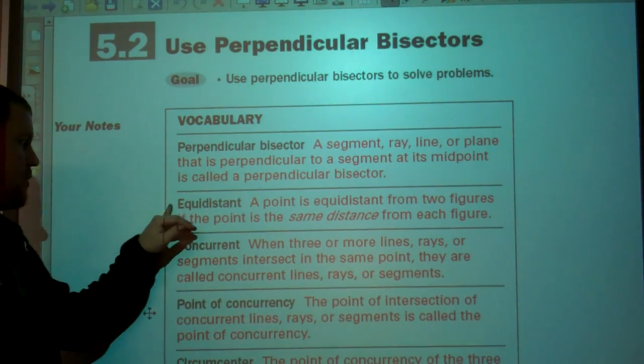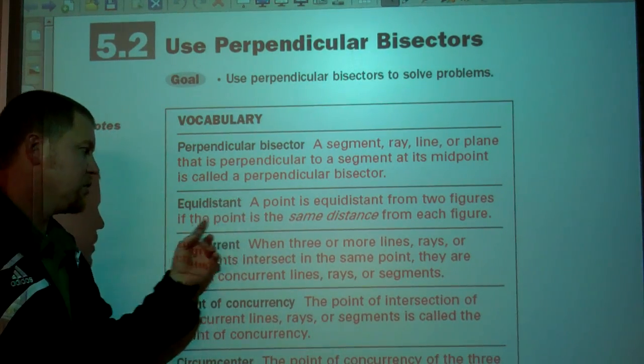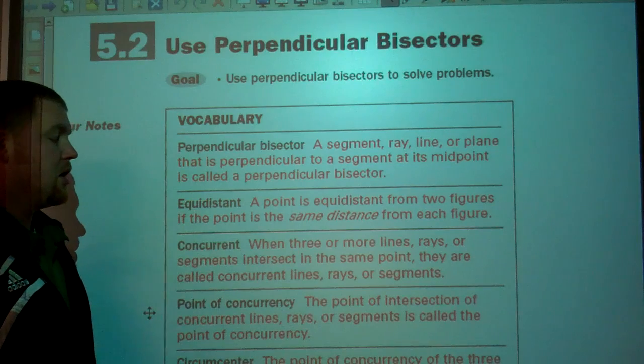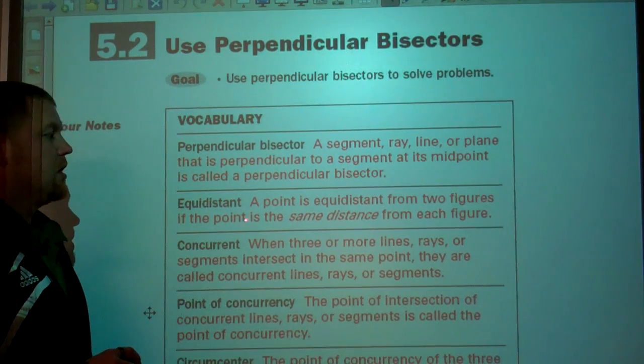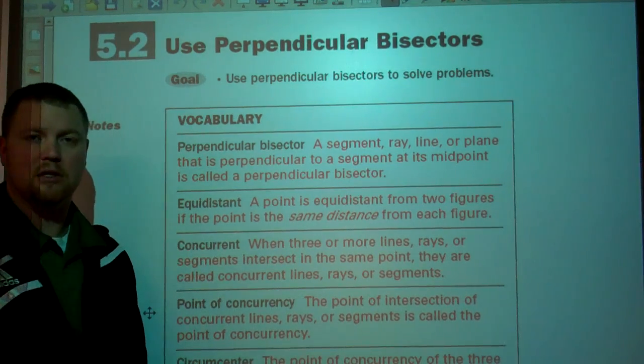Equidistant. Okay, we've talked about equilateral, equiangular. Well, now we're talking about equidistant. Equidistant, just like the name says. A point is equidistant from two figures if the point is the same distance, equal distance, from each figure.